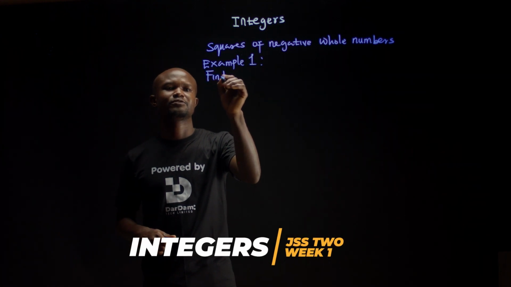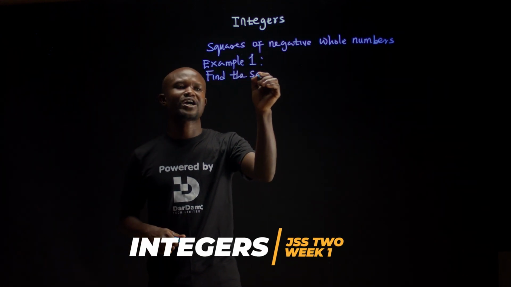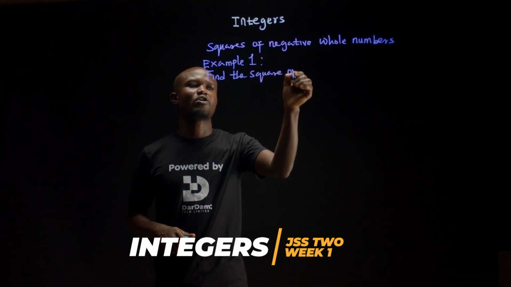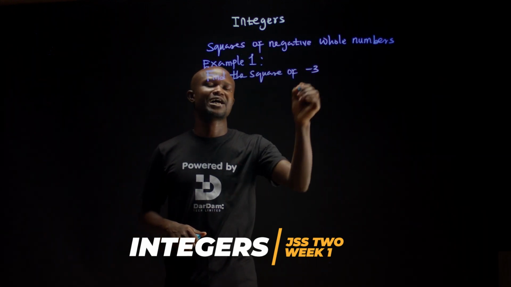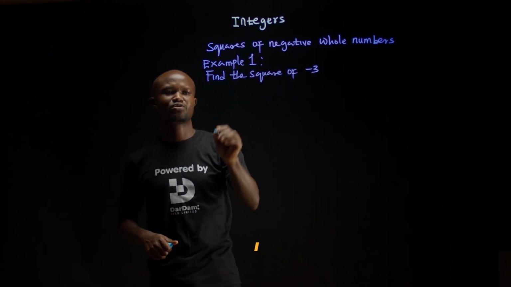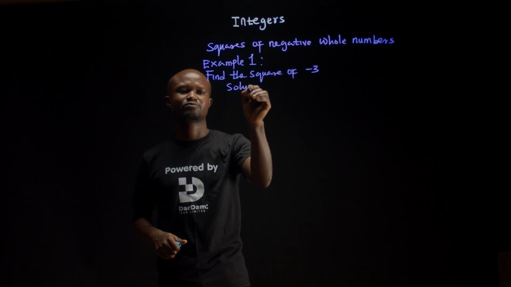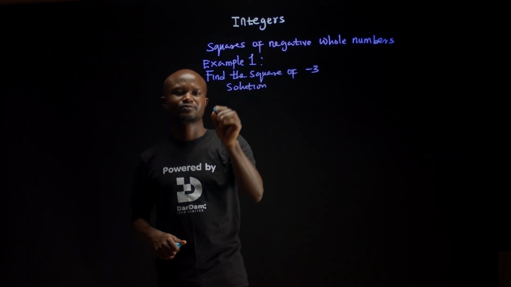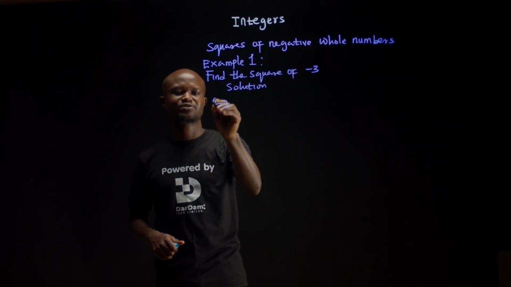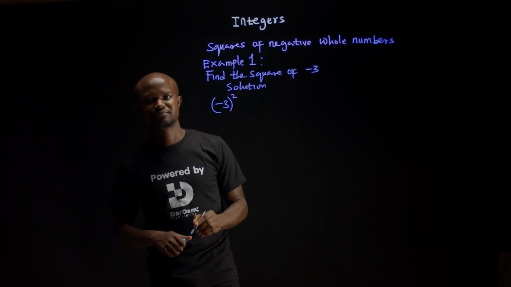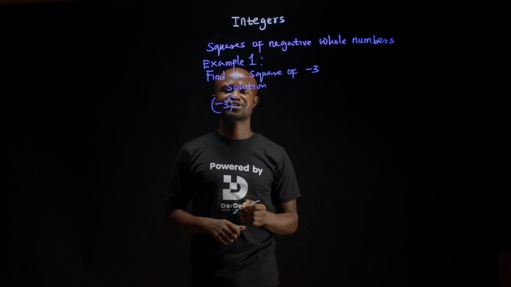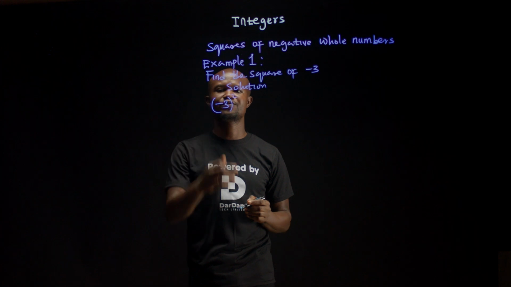Find the square of minus 3. Solution. We have minus 3 square. Minus 3 square. How do you find the square of this?